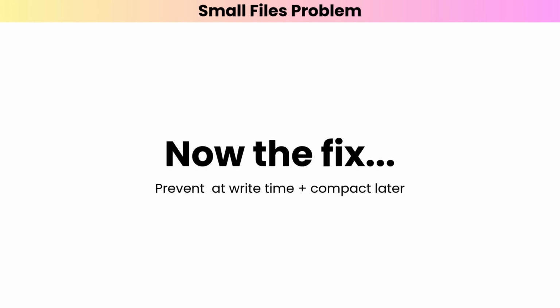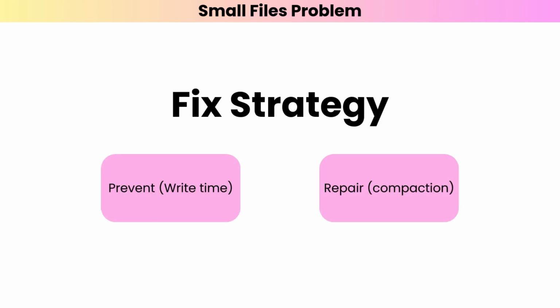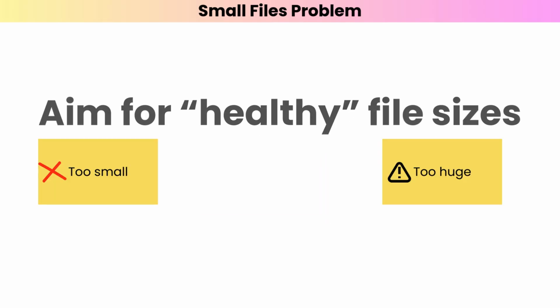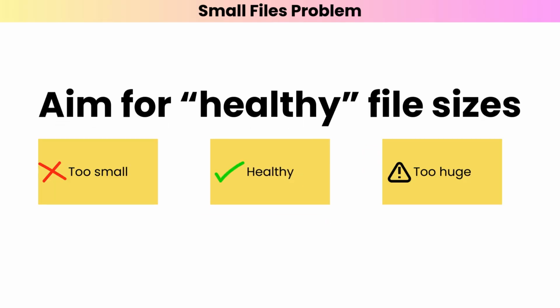Fixing small files has 2 approaches. 1. Prevent it at the right time, and 2. Repair it later using compaction. Now let's do both. So the first one, prevent small files at the right time. The rule number 1, pick a target file size. For Parquet workloads, teams commonly aim for something like hundreds of MB per file, not a 1 MB file.